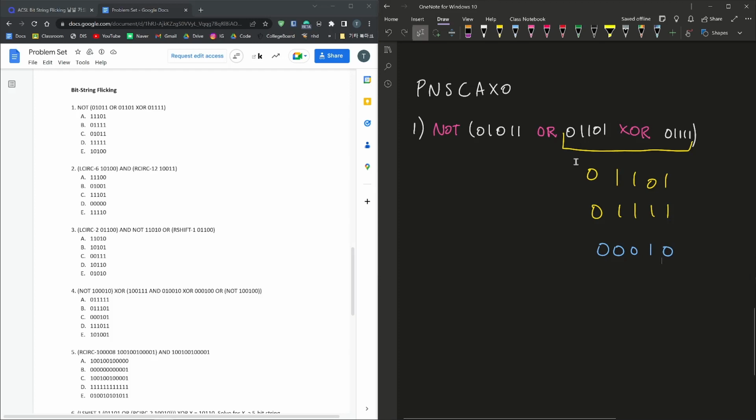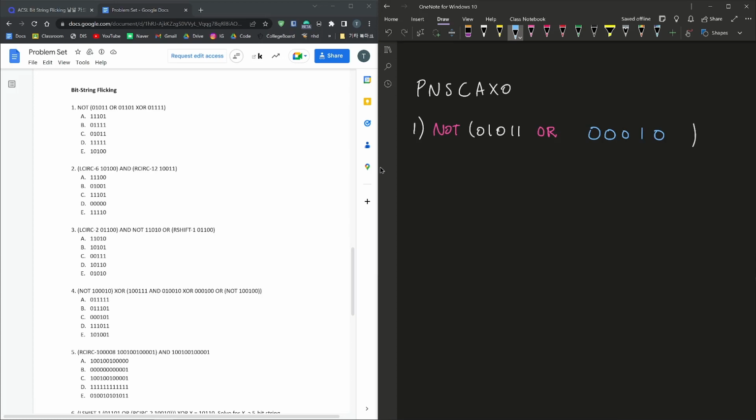Okay, so what I'm gonna do is take advantage of OneNote, the program that I have. We're supposed to solve this on paper, but I know. We're going to replace this with the answer that we just got. Again, inside the parentheses, 01011 OR 00010. Let's solve that.